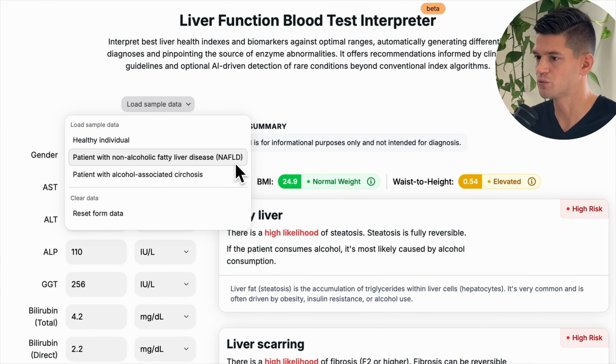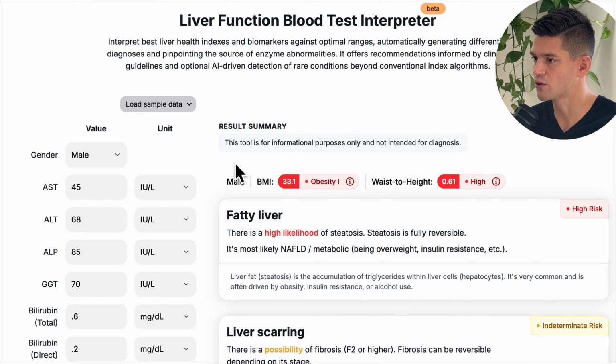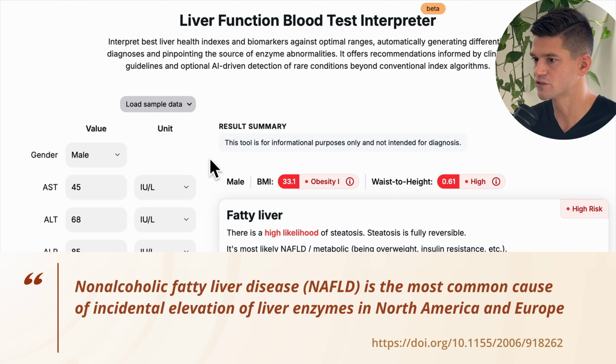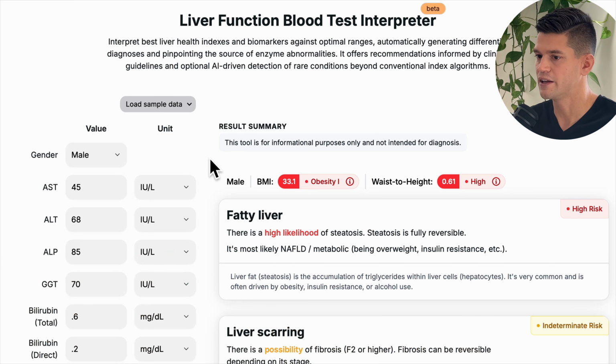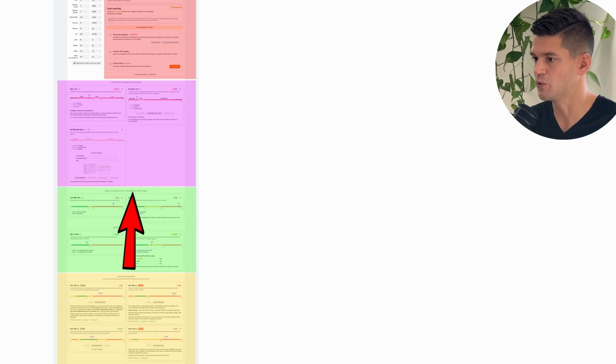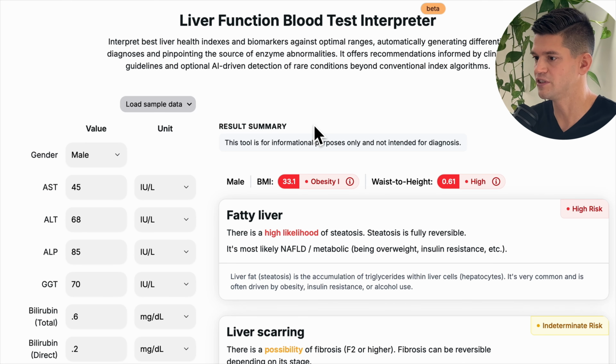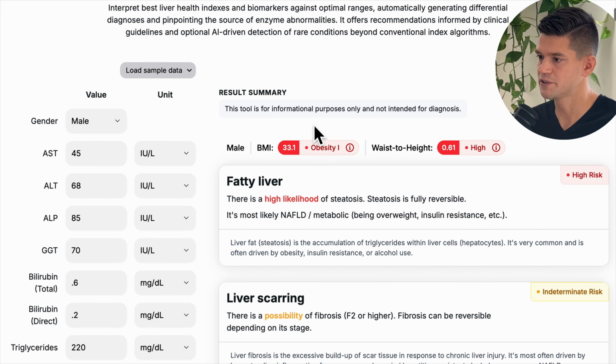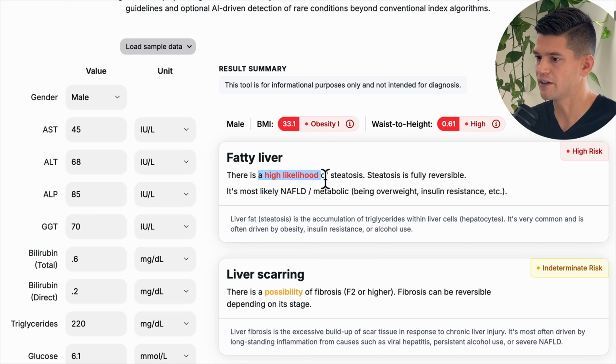Okay, let's switch back to our NAFLD patient, since non-alcoholic fatty liver disease is the most common cause of elevated liver enzymes. As you have seen, the information flows from the bottom up, each layer building on the previous one. That's why at the top we see the summary of all the results. For this patient, we can see that there is a high likelihood of fatty liver and that it's likely from non-alcoholic metabolic origin. On the other hand, it hasn't likely progressed to significant fibrosis yet. Indeterminate risk means that the early F2 stage can be ruled in or ruled out.